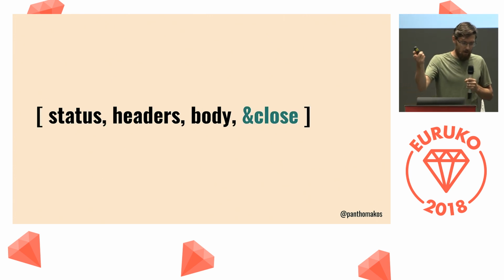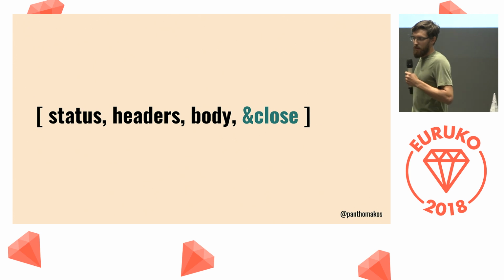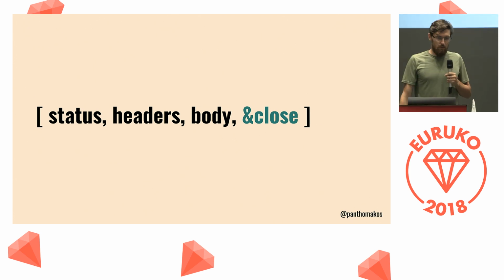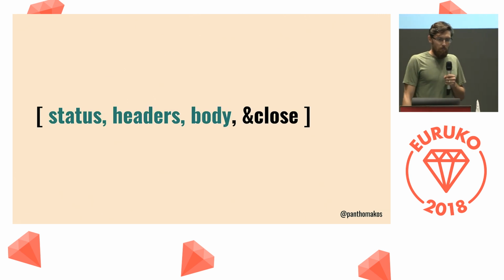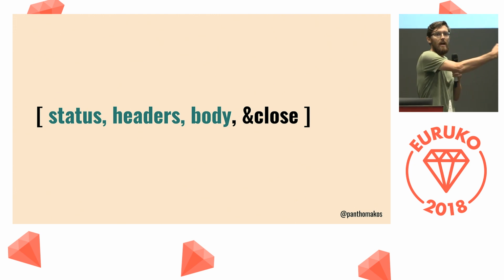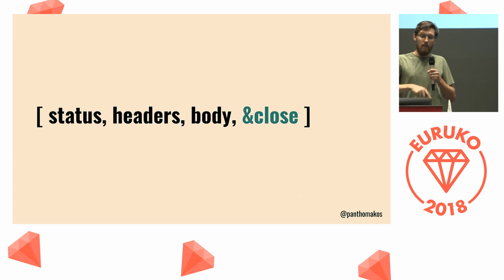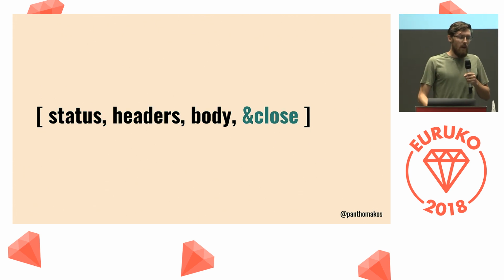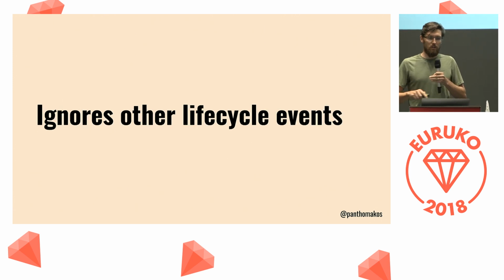So let's just split them up, right? We'll put a 4th element in the array. That's going to be my close block, and then problem solved, right? Definitely not backwards compatible. That would probably break a lot of applications. So there's also another issue with this, which is that I run into the same problem, right? The first 3 elements of this array are responsible for the HTTP response, and the last element is part of the life cycle. And the other issue is that that last element, just close, kind of ignores other life cycle events.